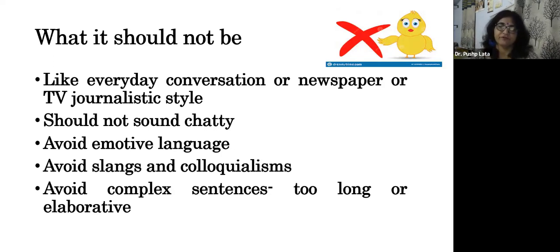It's a formal platform. It has to be formal. It has to be objective. It has to be matter of fact in style. So do not use slang or colloquial expressions. Avoid complex sentences also. You are mixing up two or three ideas and trying to put them into one sentence. Then it will make your writing more complex and recondite. So in order to have clarity, you need to check whether it gives the meaning that you wish to convey to your reader.